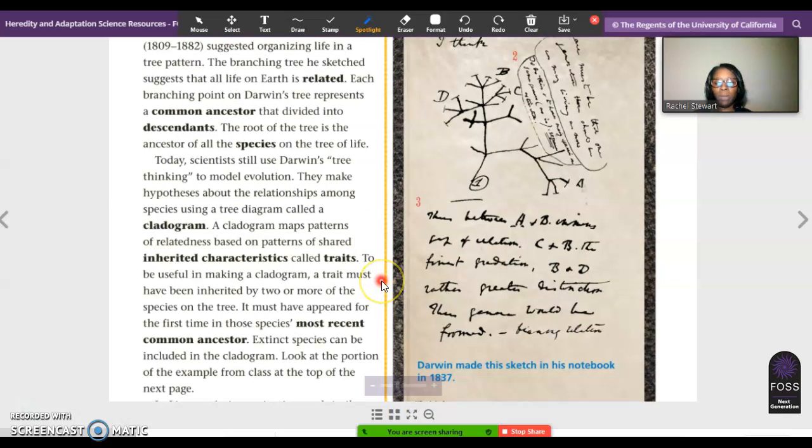To be useful in making a cladogram, a trait must have been inherited by two or more of the species on the tree. It must have appeared for the first time in those species' most recent common ancestor. Extinct species can be included in the cladogram. Look at the portion of the example from class at the top of the next page.